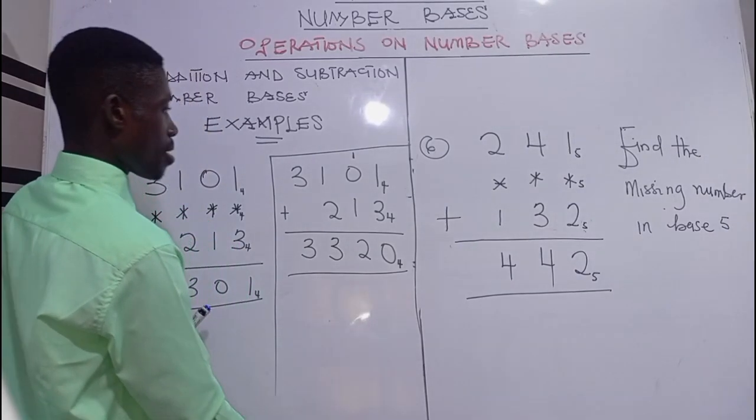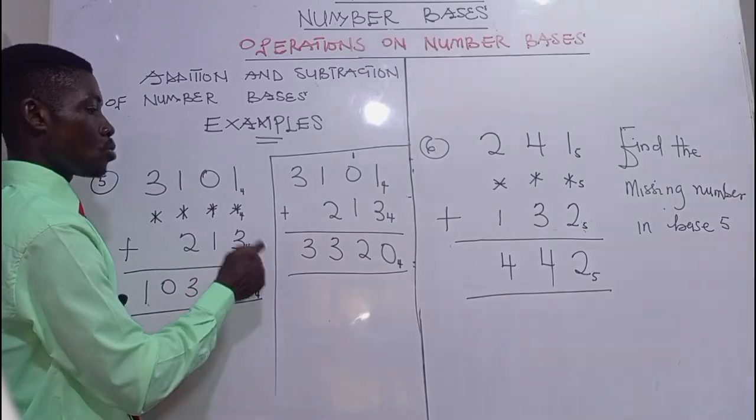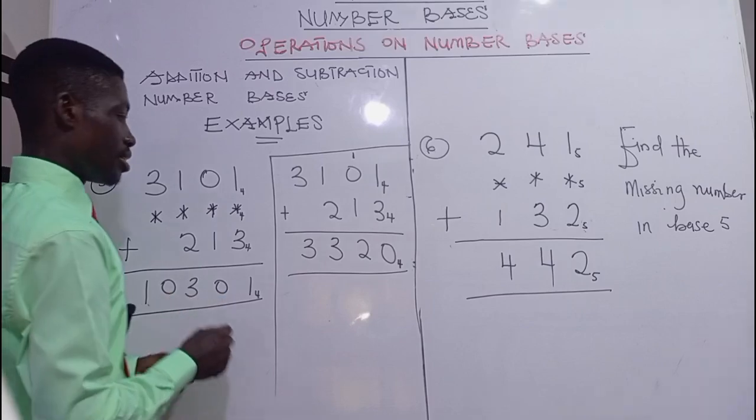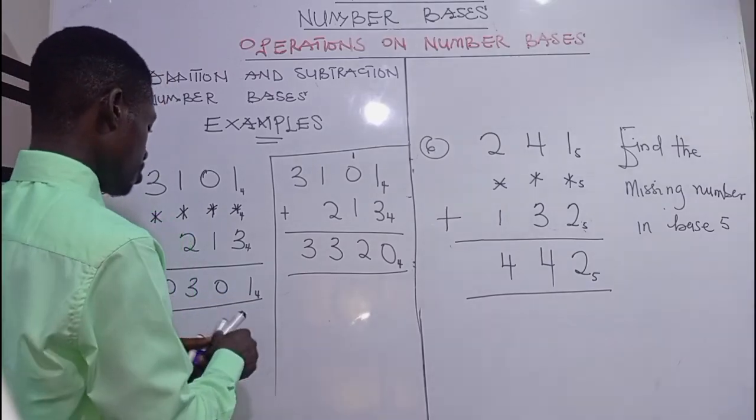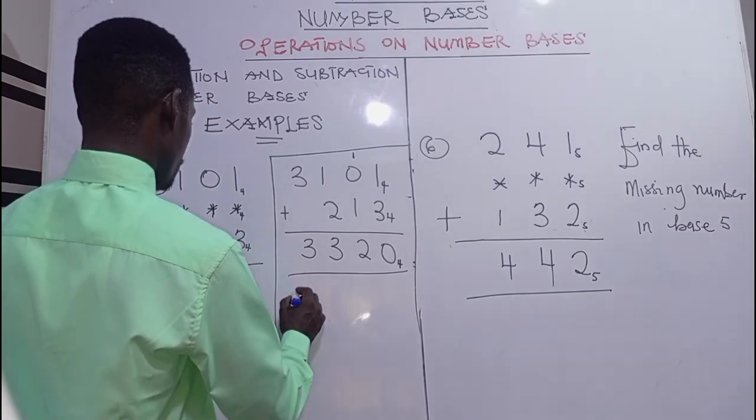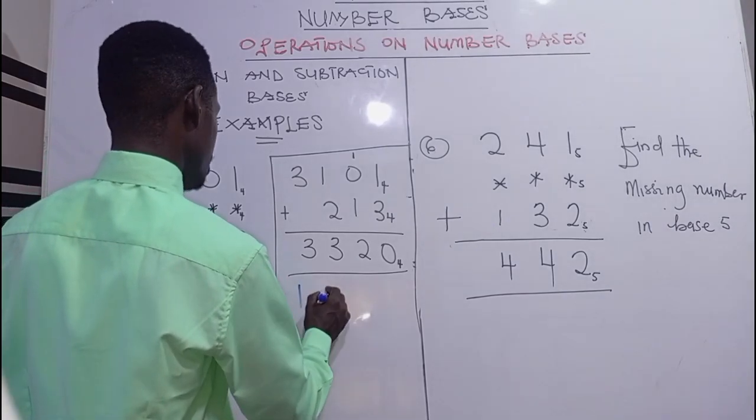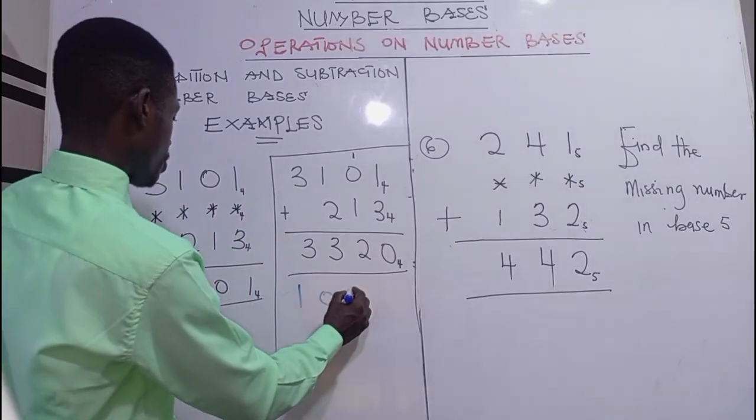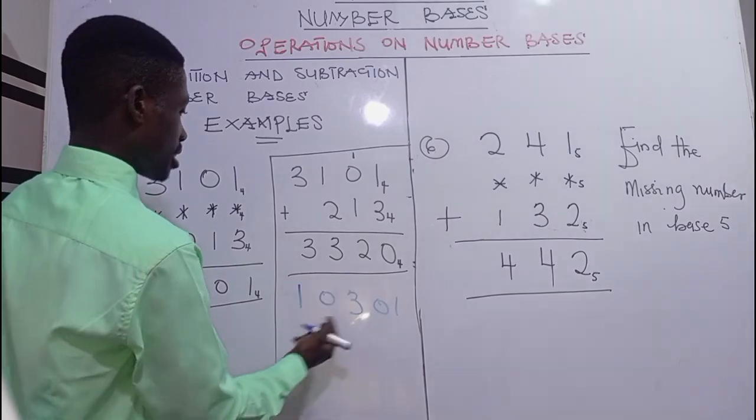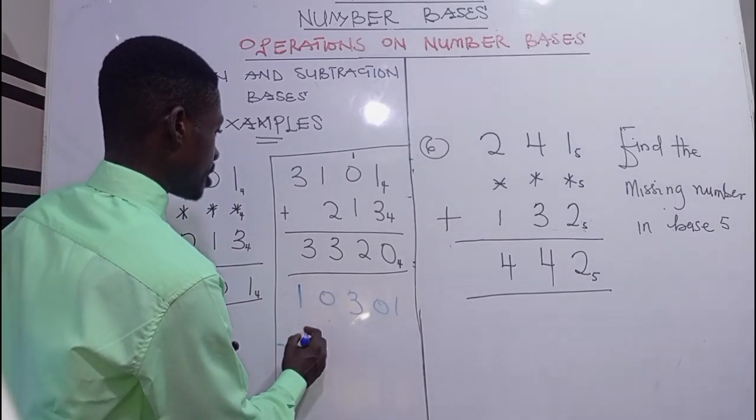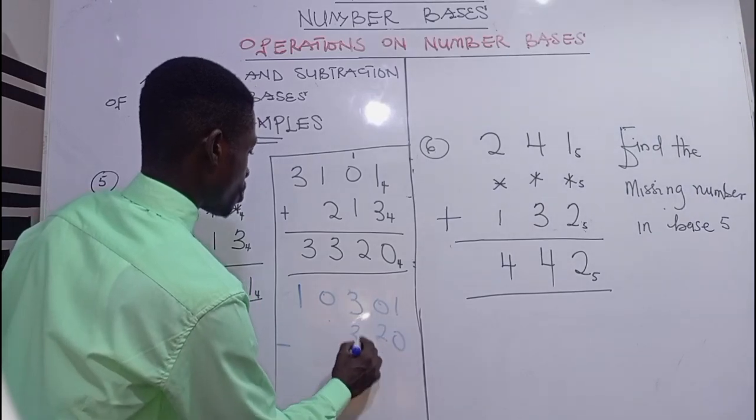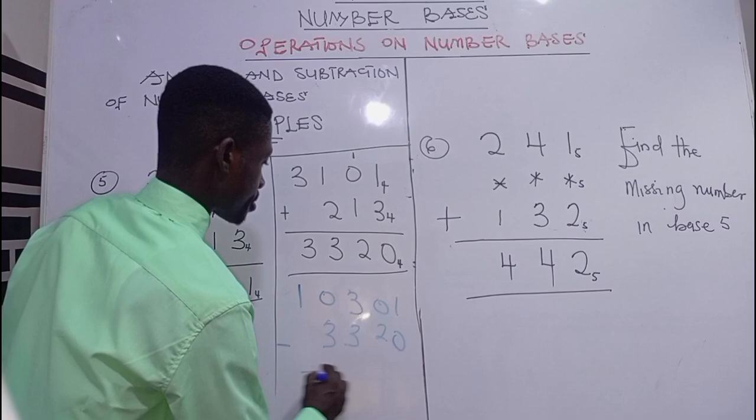So after adding these two numbers together, what you get, you subtract it from what? The result, that's the final answer. So we are going to get 10301. Then we are going to subtract this one from it. So we have minus 0, 2, 3, 3.